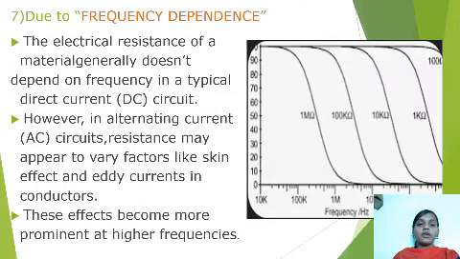And next, we are going to frequency dependence. The electrical resistance of a material generally doesn't depend on frequency in a typical direct current circuit. However, in alternating current AC circuits, factors may appear like the skin effect and eddy currents in conductors. These effects become more prominent at higher frequencies.